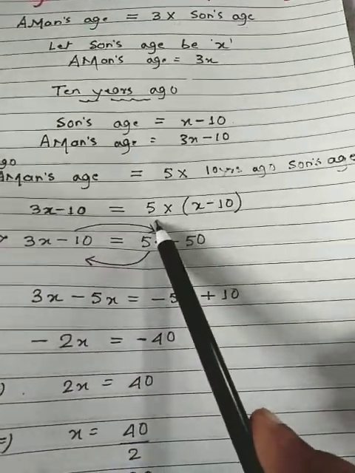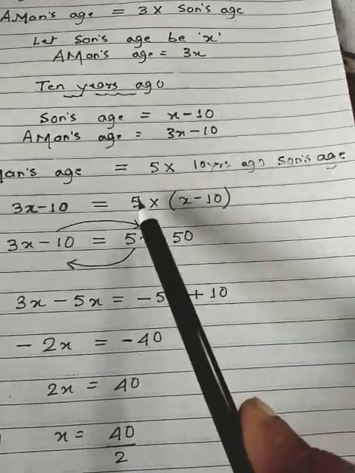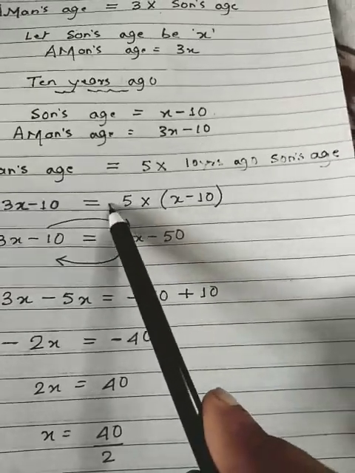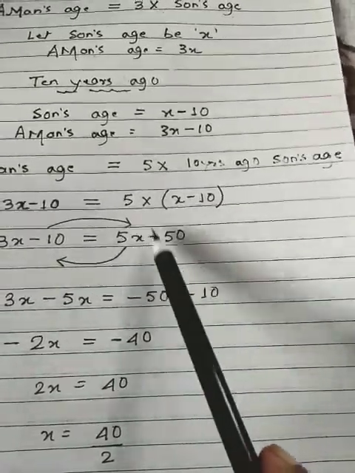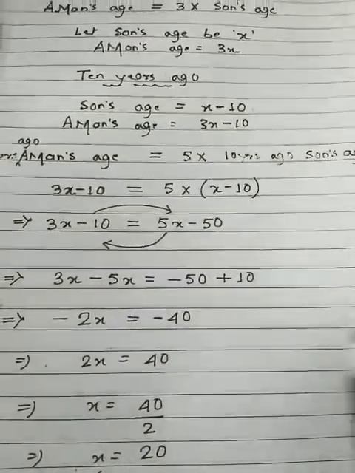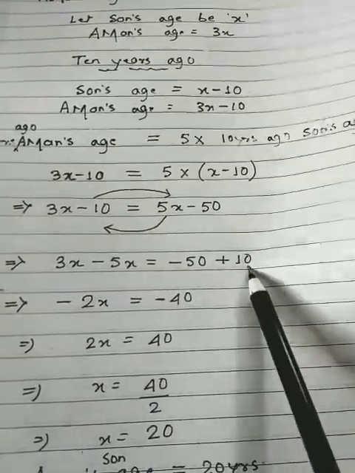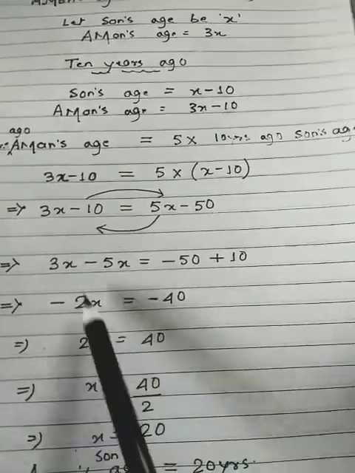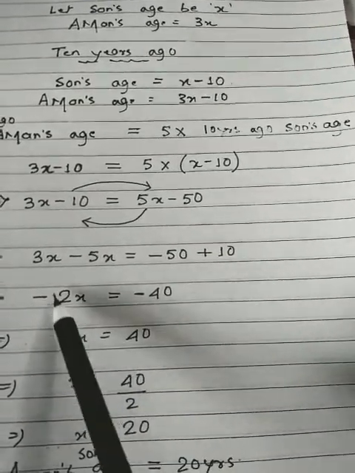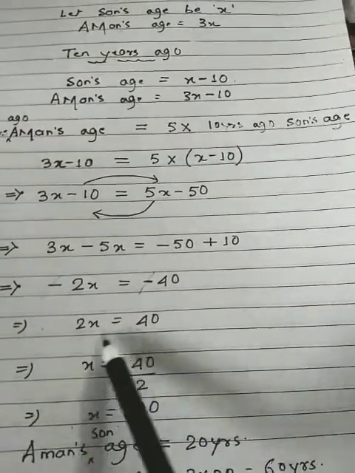Now the first thing you have to do is open the bracket. That is, you have to multiply 5 with x and also 5 with 10. So 5 into x is 5x, and minus, because it is carrying plus, plus times minus gives minus, 5 into 10, 50. Now we'll take the variable to the left hand side and the constant term to the right hand side. So it will look like 3x minus 5x equals minus 50 plus 10. So the next step is minus 2x, the solution of this, and minus 40, the solution of this part. Both sides are carrying the minus sign, so you will cancel the minus sign. So it will look like 2x equals 40.